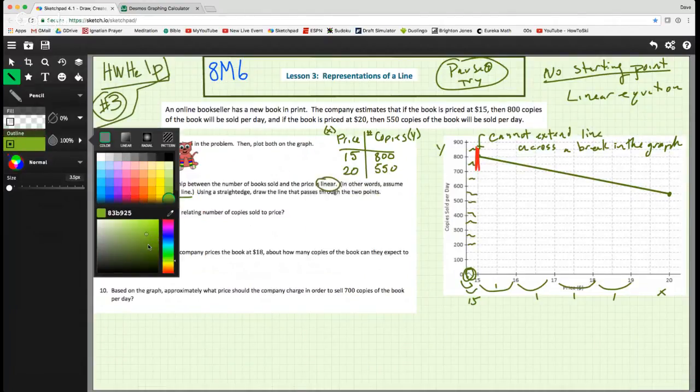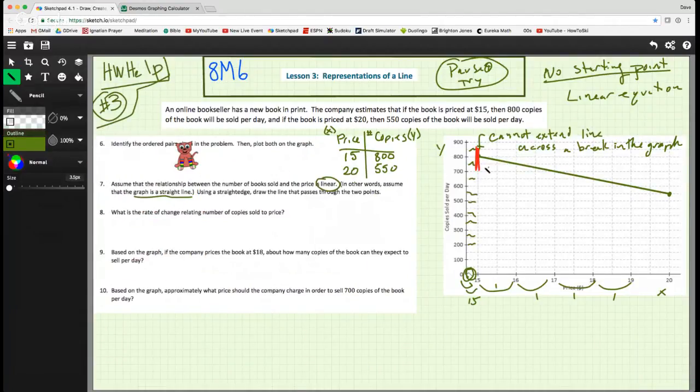If you need any more explanation on that, you can ask your teacher, or you can send me a note on YouTube. But you cannot extend. It would be incorrect to draw this line here and say that this is our y-intercept. Can't do that. Okay. So now we know that 15, 800, but we can draw a straight line here because there are no breaks down here. So we're good to go from that perspective.